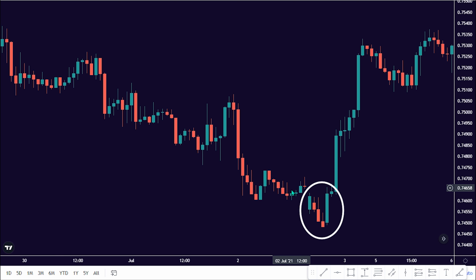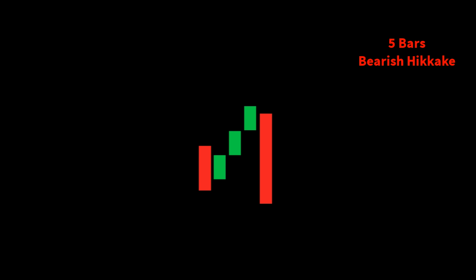Here's the formation of the bullish Hikaki candlestick pattern at the low of this bearish trend. We can see how it tricked and trapped sellers in this market. It's time we study the bearish Hikaki candlestick pattern. Here are the 5 candlestick bearish Hikaki pattern.